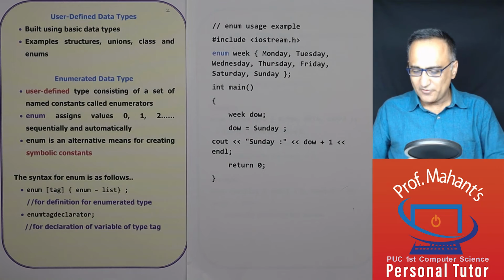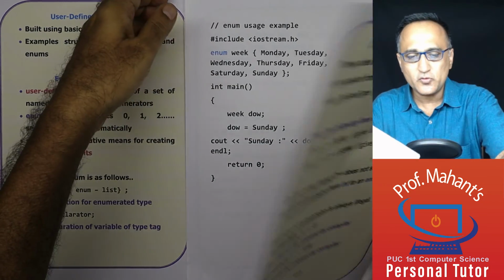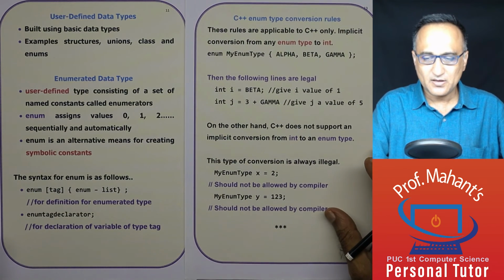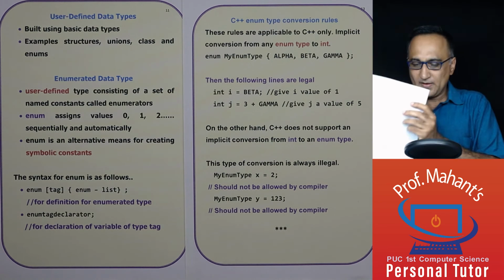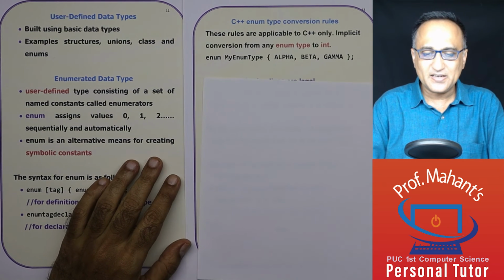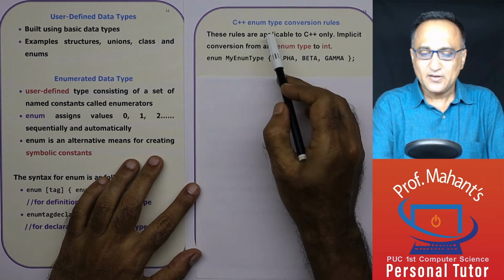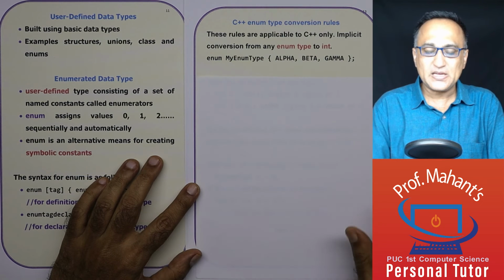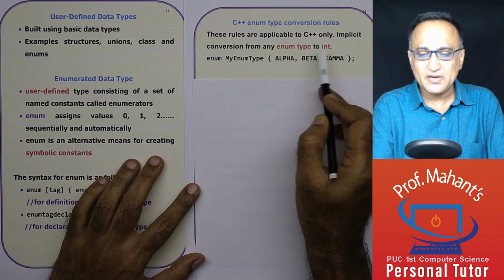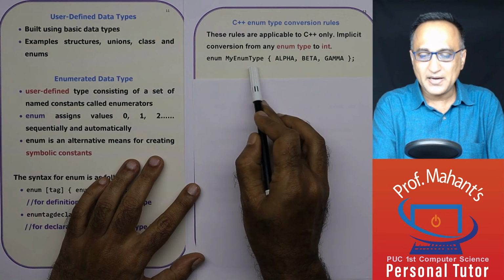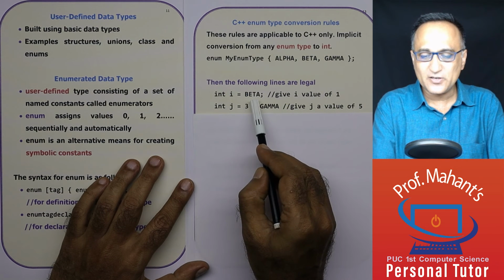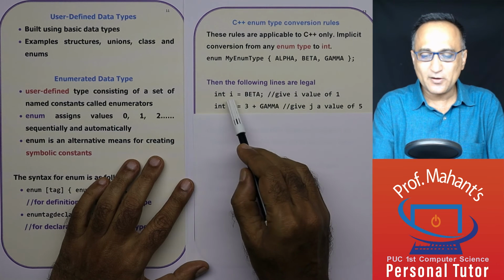Let's take a look at a couple of minor points which you should know when you are using enum. This is just for conceptual clarity. If you remember, we had talked about implicit and explicit data conversion. Enum type conversion rules are applicable only in C++. An enum can be implicitly converted by the compiler to int. Suppose I have enum my enum type alpha, beta, gamma. Then I can say int i is equal to beta. Beta is 1, so i also becomes 1.